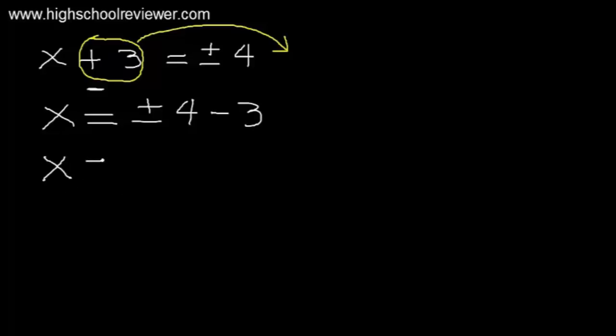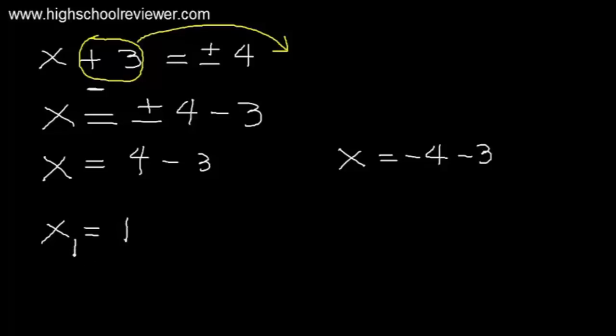Our first value will be x equals 4 minus 3, and our second value will be x is equal to negative 4 minus 3. So x here will be equal to 4 minus 3, this is positive 1, and this is our x sub 1. Our x sub 2 will be equal to negative 4 minus 3, that is negative 7. So therefore, x sub 1 equals positive 1, and x sub 2 equals negative 7. They are our final answers.